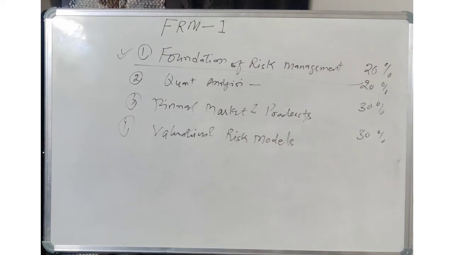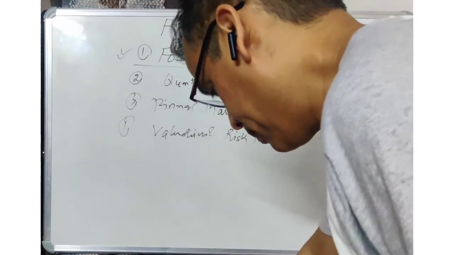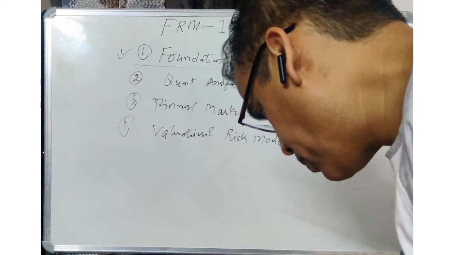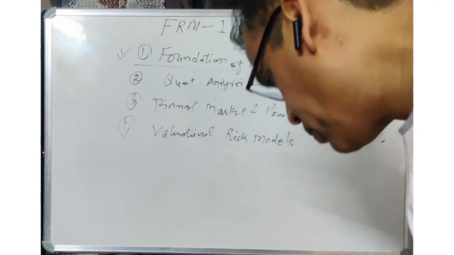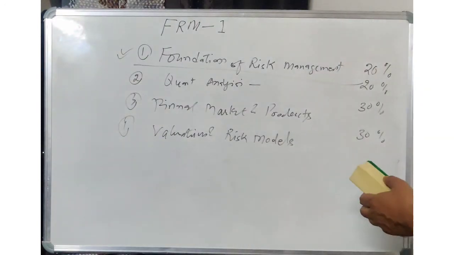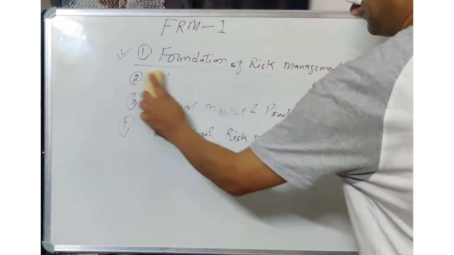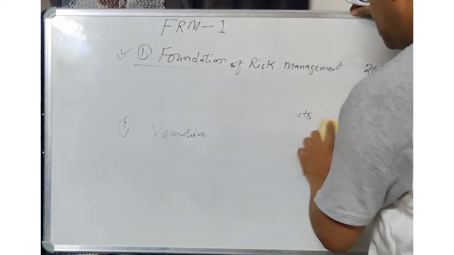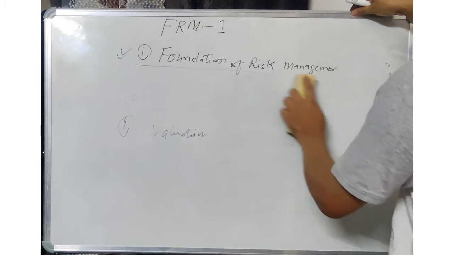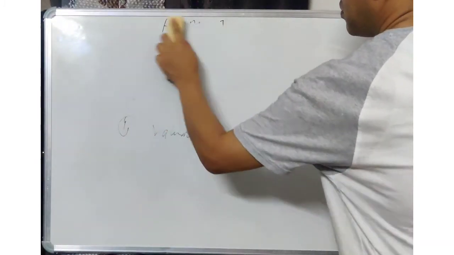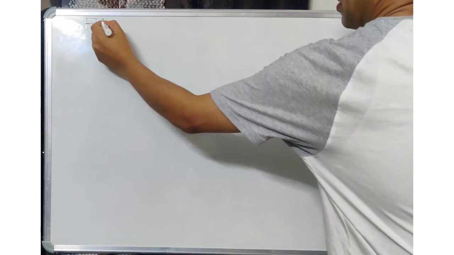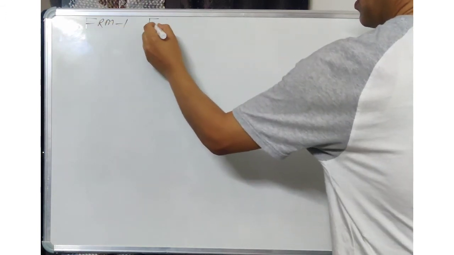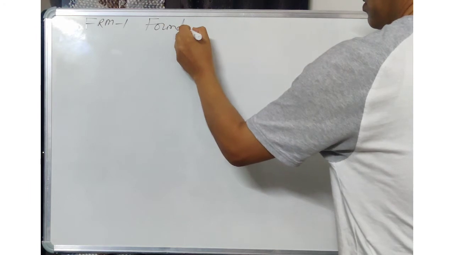And now in the sessions I will discuss all the topics one by one. First I will be starting with foundation of risk management. The foundation of risk management is the basic concept: how the risk is being identified, how those risks which are identified are going to be managed and measured, and what are the techniques that can be used while measuring those risks.